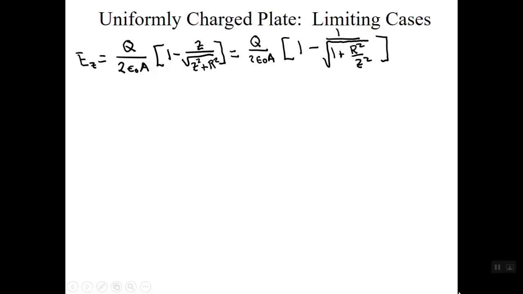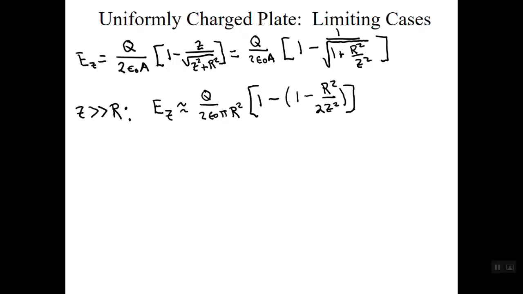First, let's look at observation locations far from the plate, that is, for z much larger than capital R. In that limit, the electric field of the plate can be written to a good approximation like this. Here we've written out the plate area explicitly. The first part of the bracketed expression is the same, but the second part shows the two leading terms in the Taylor series expansion. When we simplify this, we end up with the point charge formula for the electric field. That is, when we are far enough from the plate, it looks like a point charge to a good approximation.